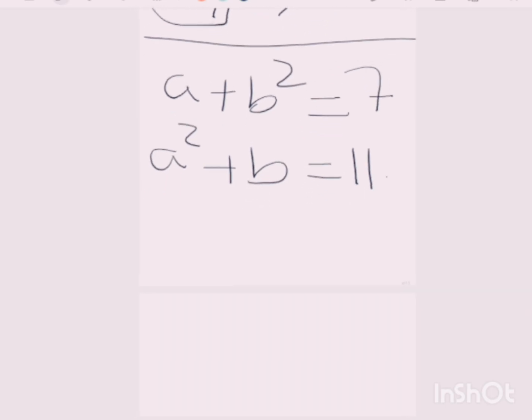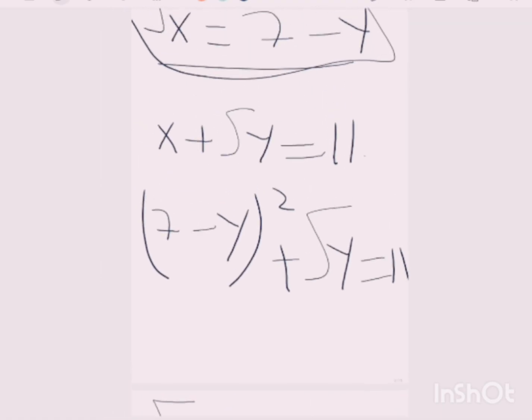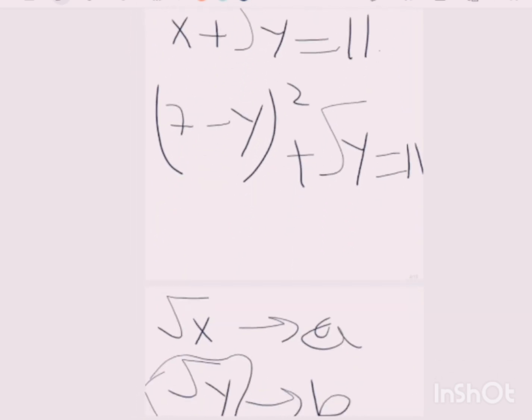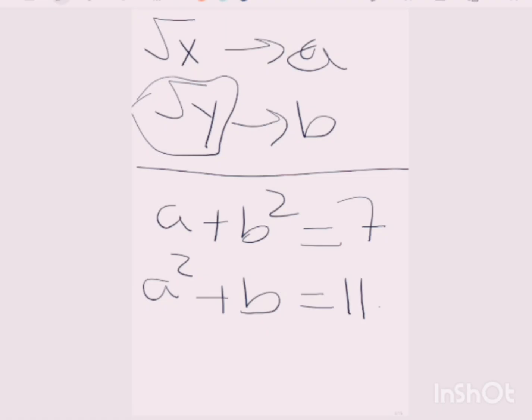Sorry, I have forgotten one thing here, where x and y, I can write that x comma y should belong to natural numbers. So x and y should be natural numbers. Now from these two you can do one thing: take a alone here and transpose this b square to this side, so a equals 7 minus b square.